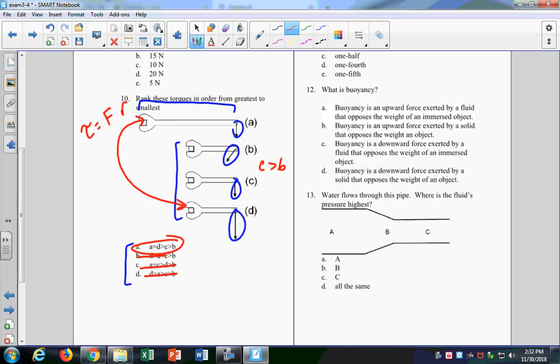Okay? All right. Ranking problems are good for making your mind go and think about them.